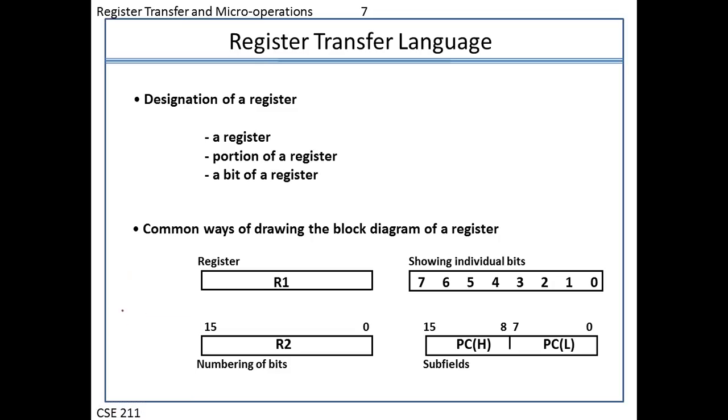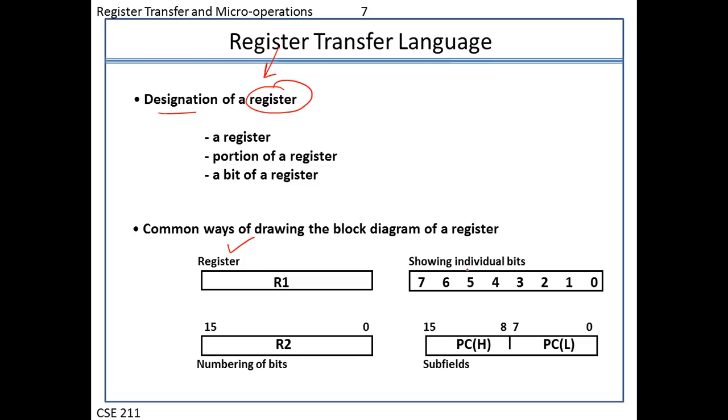Whenever we are designating the resistor, how can I designate that? Designation simply means how, in RTL, I can demonstrate that this is a resistor or a specific part of a resistor. There are two, three or four methods provided here. The first is the simple resistor, R1. I have not mentioned the size here, so I cannot determine the size just with this name.